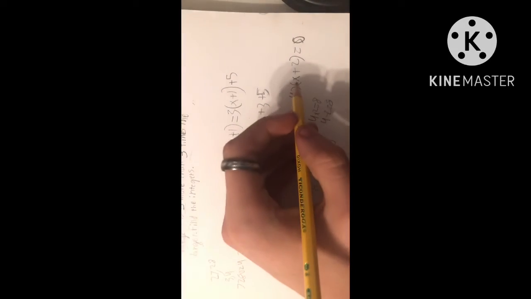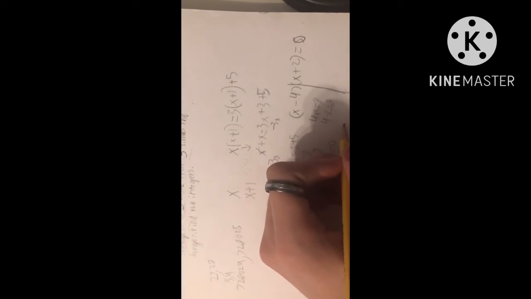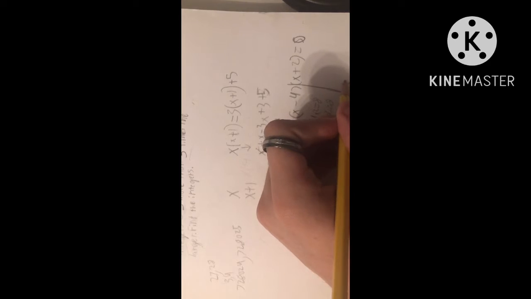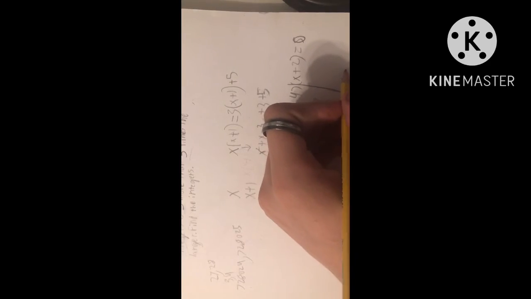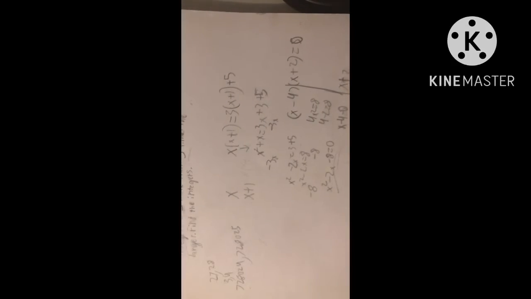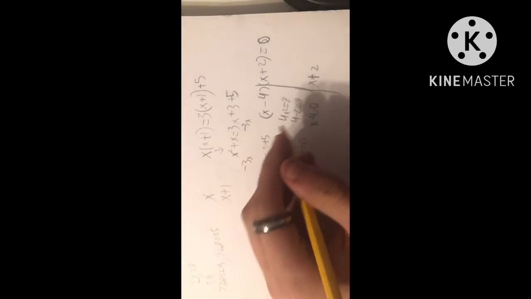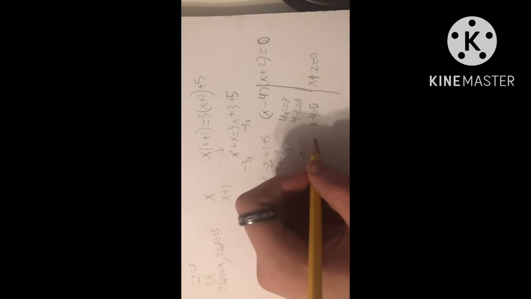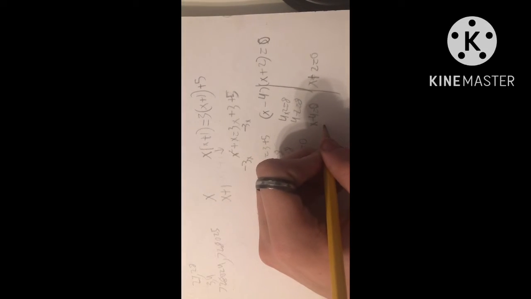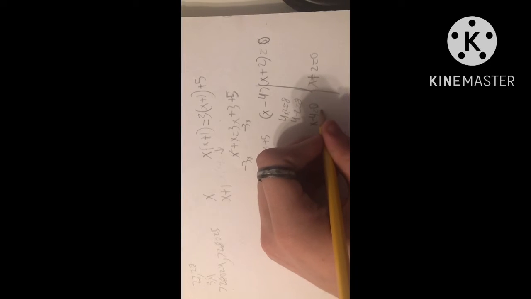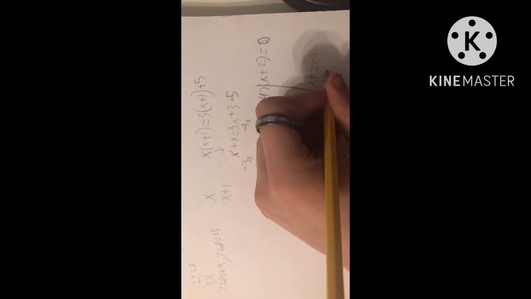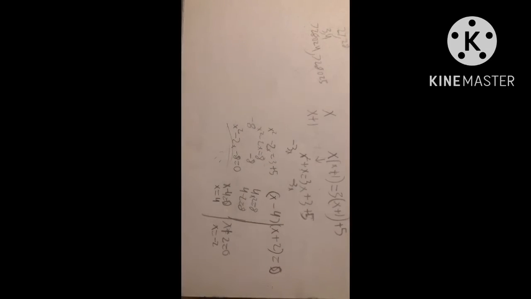And if we simplify this a bit, we do x minus 4 equals 0 and x plus 2 equals 0. And then if we simplify that, we can do x equals 4 and x equals negative 2, and now we have our integers. But there is a slight problem.